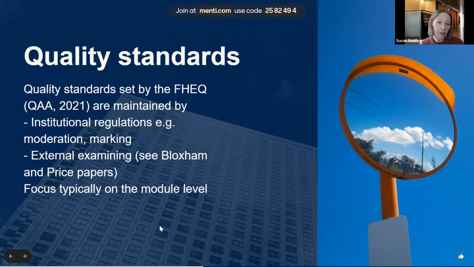The other thing around some of the quality or some of these activities is that they're very focused on the module level. And I want you to hold that thought, because one of the future things I'm going to talk about is the degree algorithm.